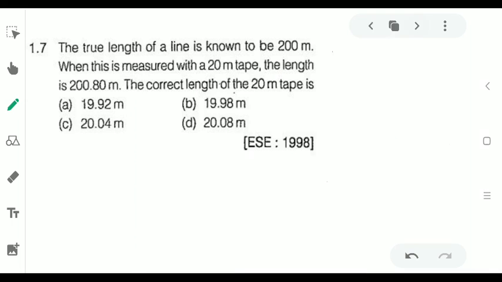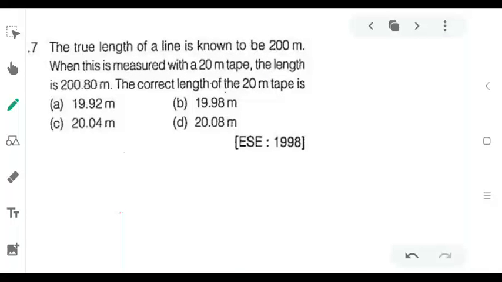Moving on. So question number 7. The true length of a line is known to be 200 meter. When this is measured with a 20 meter tape, the length is 200.80 meter. The correct length of 20 meter tape is.